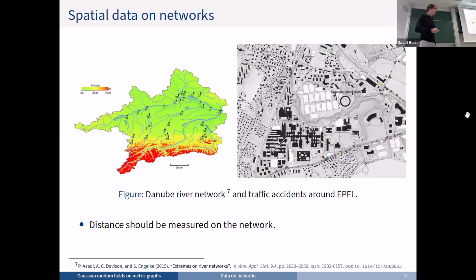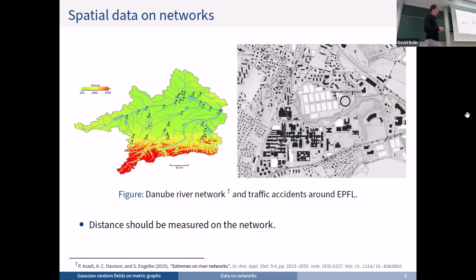Good. So what I will talk about today, as I mentioned, is Gaussian random fields on metric graphs. This is one of the cases where we have a more complicated spatial domain on which we want to define the process. The motivation is that a lot of data in spatial statistics actually lives on network-like structures. For instance, if you're modeling data on rivers, like river discharge data, or the risk of traffic accidents, the thing that you're modeling only lives on the network.